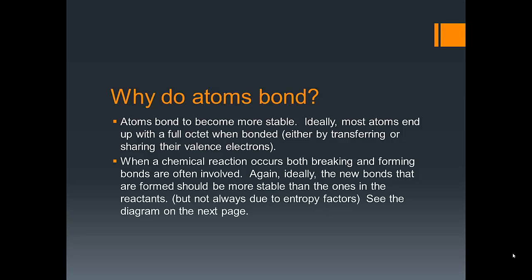When a chemical reaction occurs, both breaking and forming bonds are often involved. Again, ideally, the new bonds that are formed should be more stable than the ones in the reactants. But this doesn't always happen due to entropy factors. If you remember back in Regents and Honors, we talked about how the spontaneity of a reaction depends on both enthalpy, which is the heat involved, and entropy, which is the randomness or disorder, using the Gibbs free energy calculation, which is the delta G. So we're going to look at a diagram on the next page just about the delta H, or the heat involved.